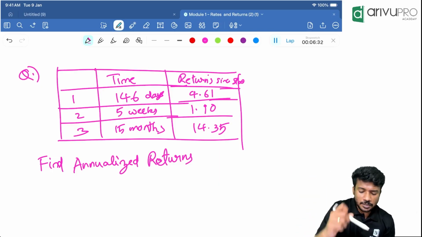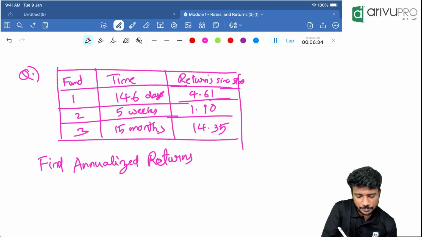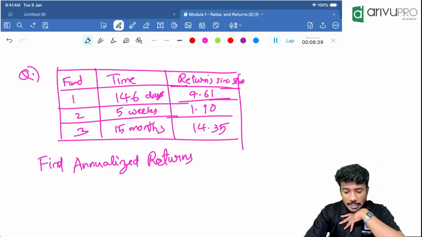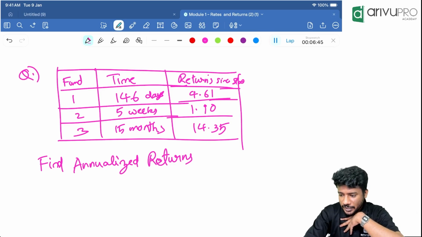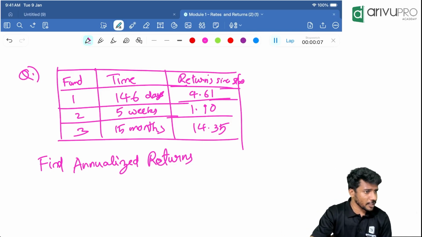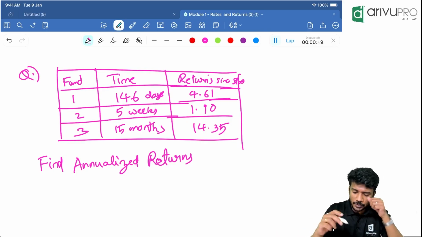Let it be some fund, randomly. I'll give you 1 minute. Use the formula, 1 plus HPR, the whole raised to. For days, how will you find? 365 divided by 146. For weeks, 52 weeks divided by 5 weeks. For months, in total there are 12 months, so 12 divided by 15. Accordingly, you should do.